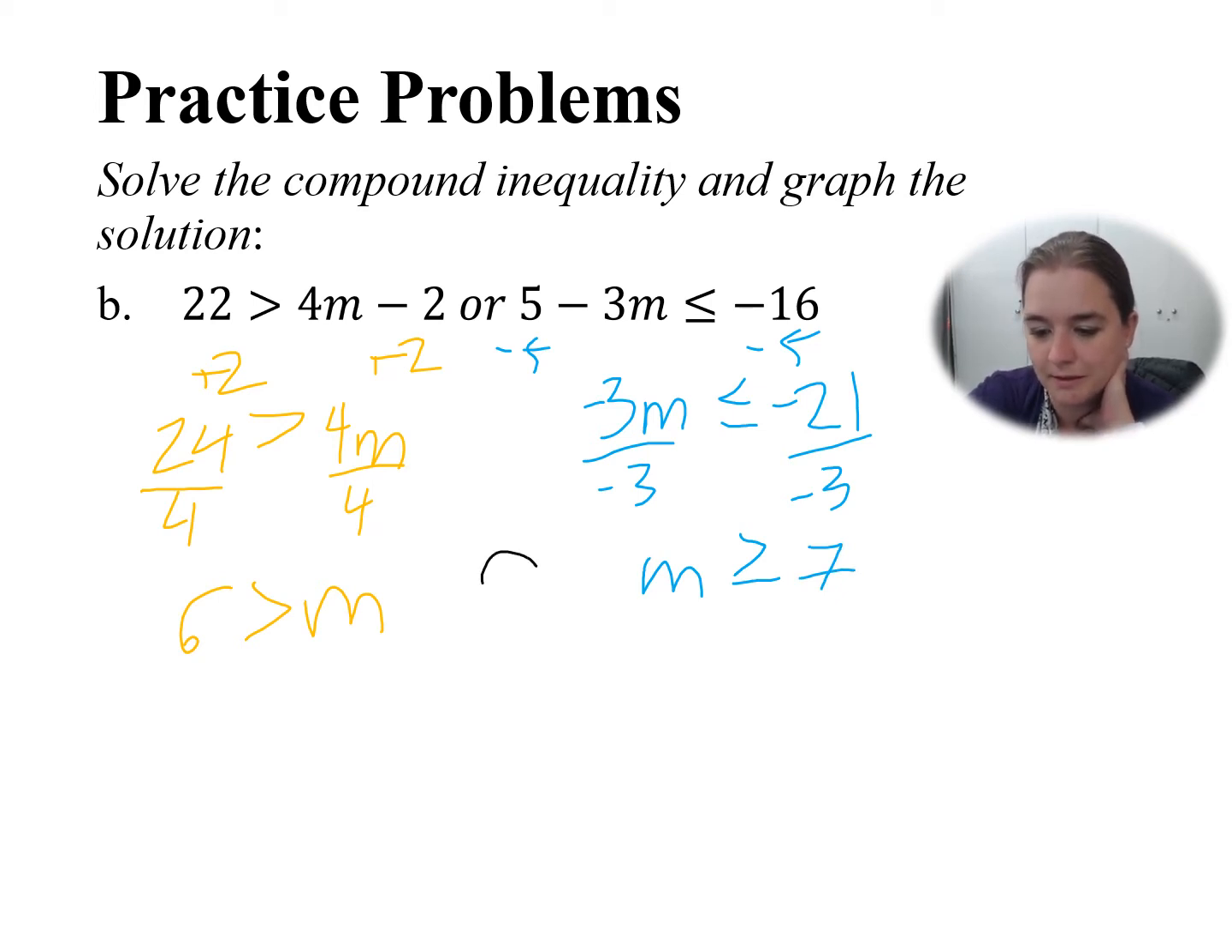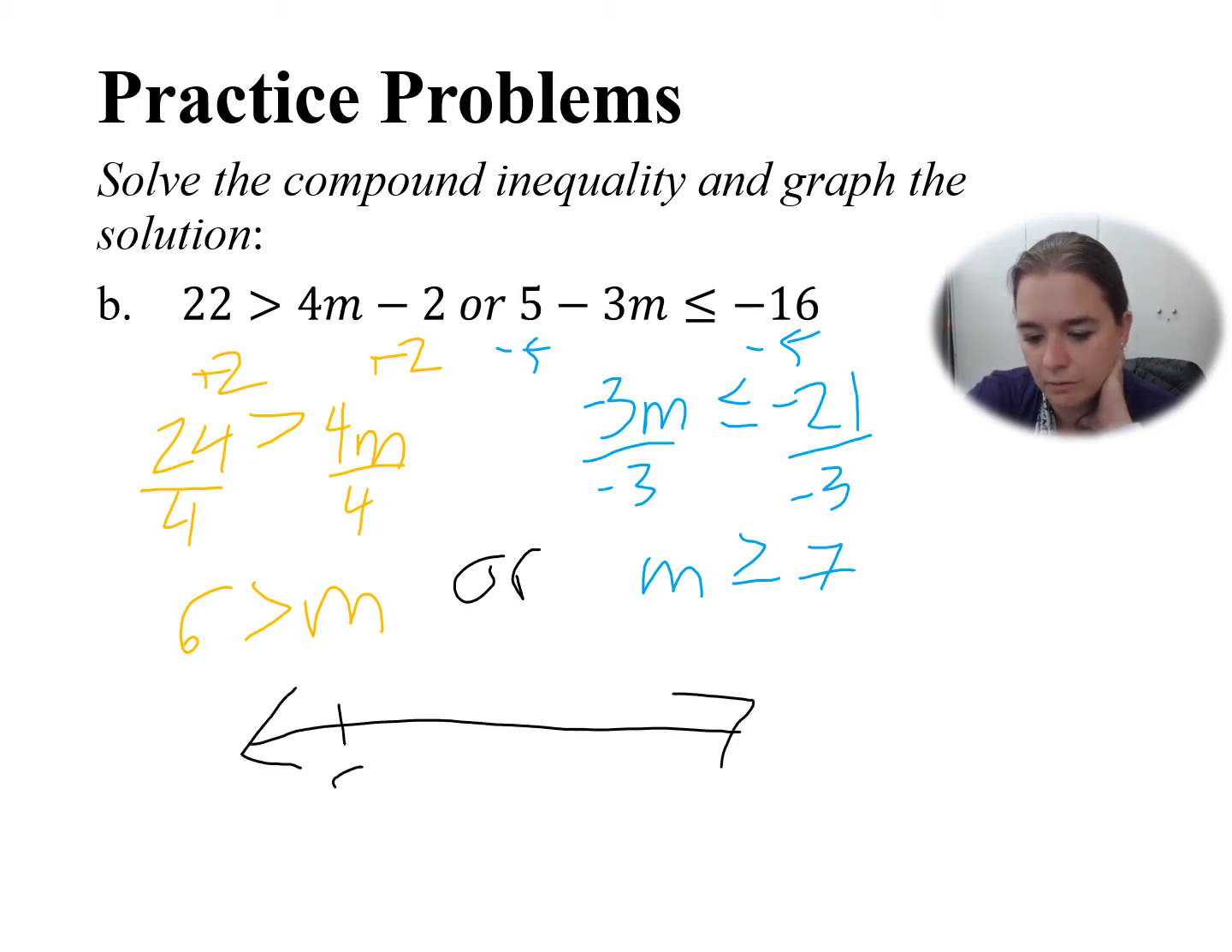These two are joined by an "or," not an "and," so there's no reasonable way to connect them. I'm going to leave it as two separate pieces, and I'm going to create my number line with one value smaller and one value larger. For my first one in yellow, I have an open circle at 6, and I know that m is less than that, so everything to the left-hand side.